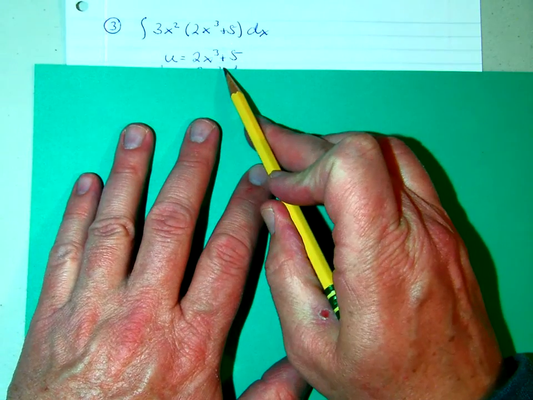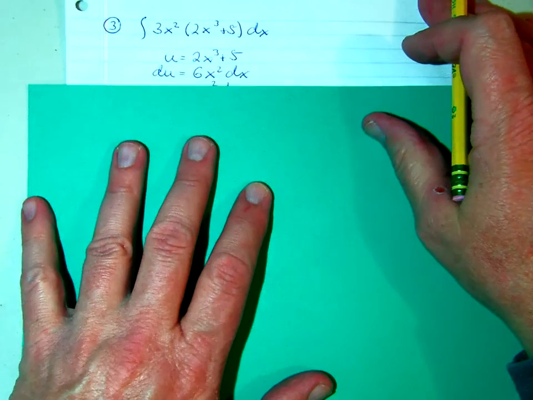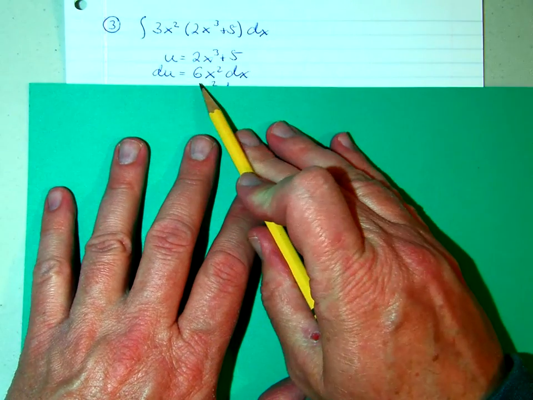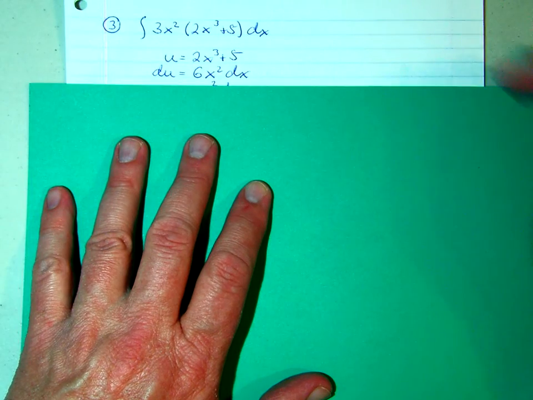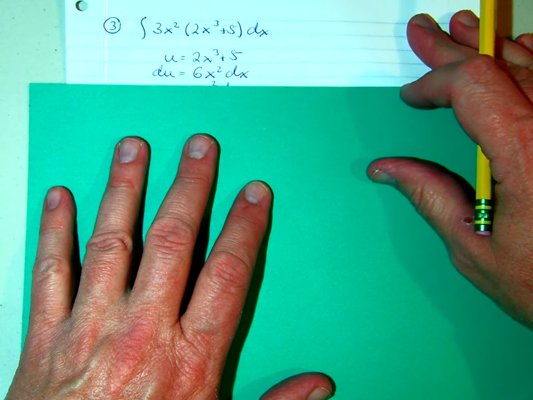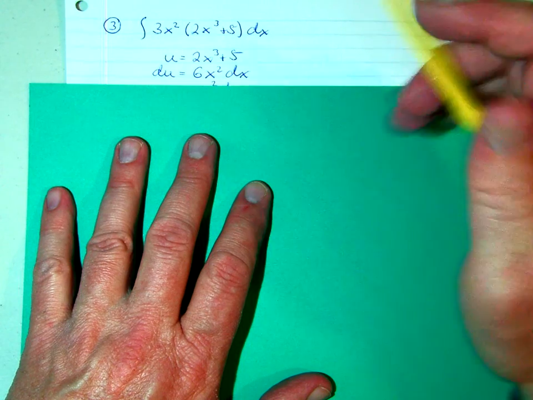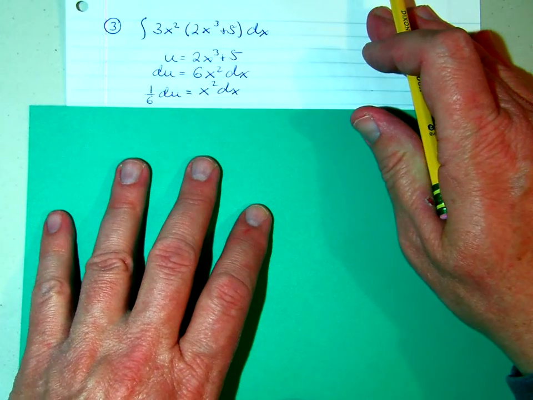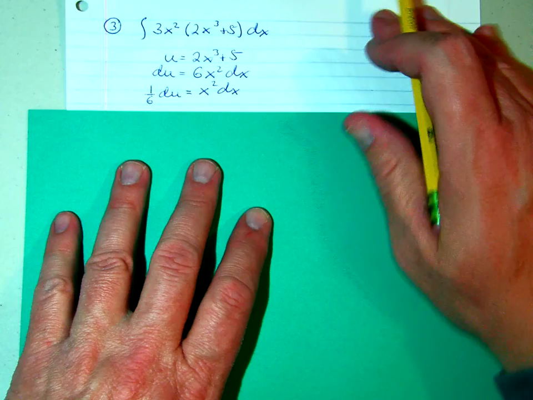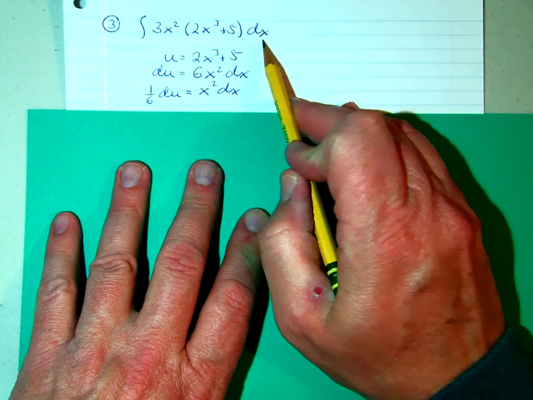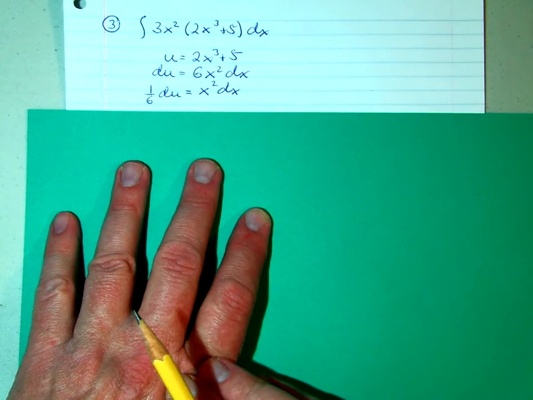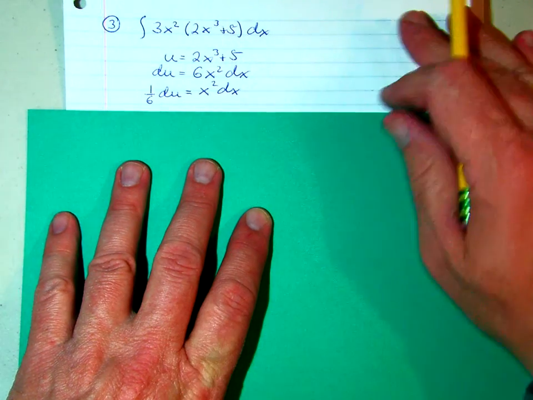So here's one way we can deal with it. We're going to let u be 2x to the third plus 5. That makes du 6x squared dx. And for this one, I already brought that dx over to the other side. Now I'm going to divide both sides by the 6. So I'm going to have just the variable x squared dx. So that's going to ultimately go in here, x squared dx, and the 1/6. I'll show you what we're going to do with that in a minute.